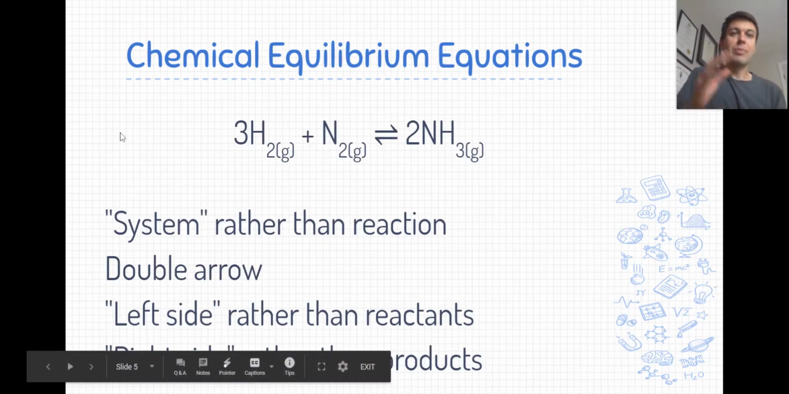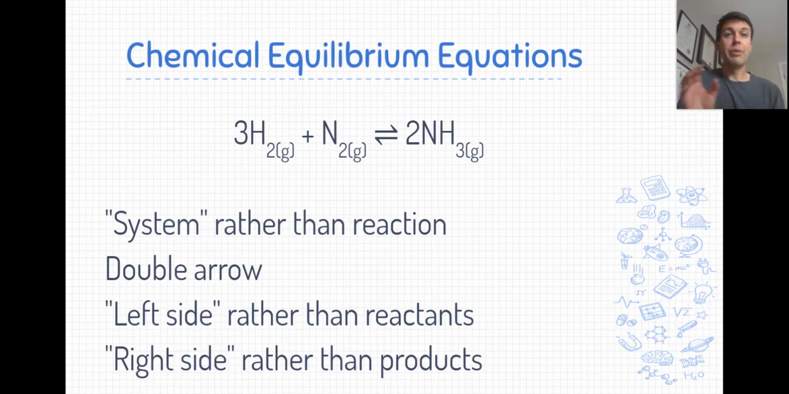We'll use the term left side and right side rather than talking about reactants and products, because every chemical species in an equilibrium system is both a reactant and a product at the same time. So we'll talk about the left side of the equation and the right side of the equation rather than reactants and products.